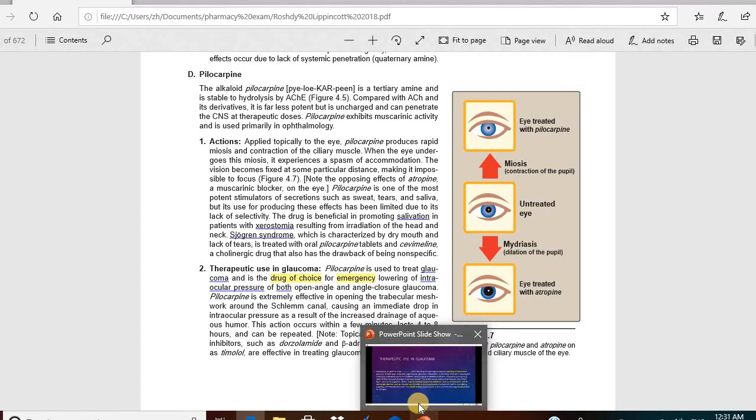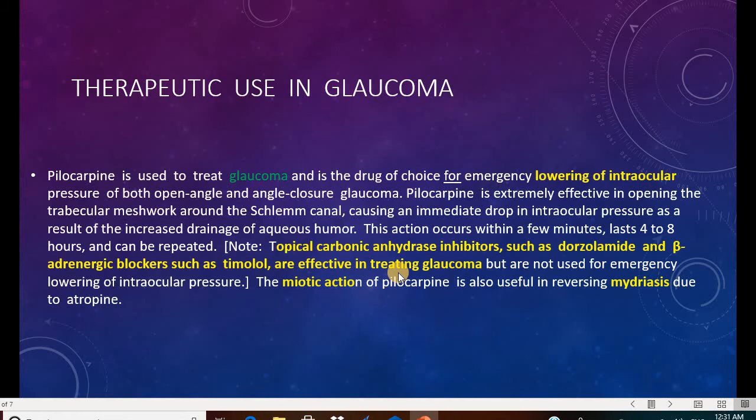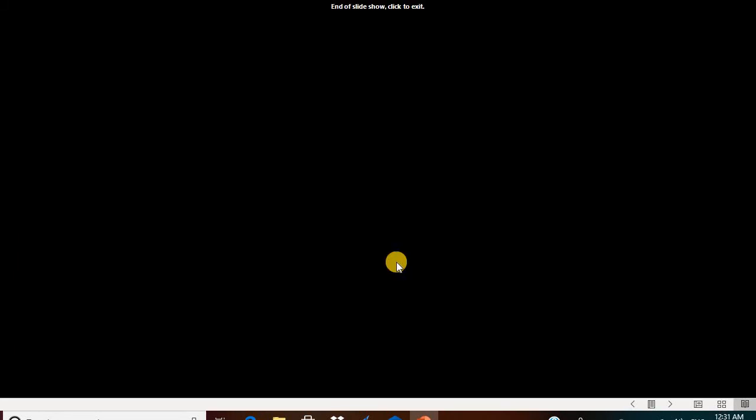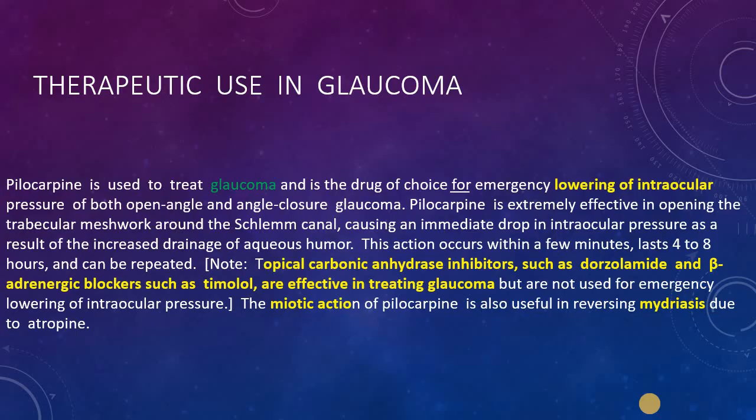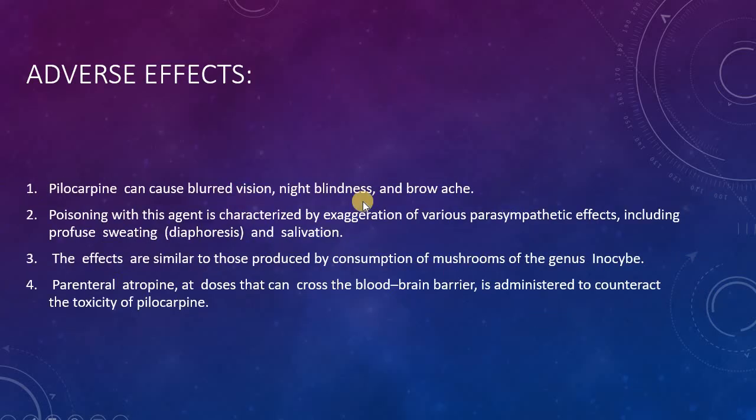Here are the adverse effects of pilocarpine. Pilocarpine can cause blurred vision, night blindness, and brow ache. The blurred vision is due to spasm of accommodation. When there is a spasm of accommodation, it can cause blurred vision.